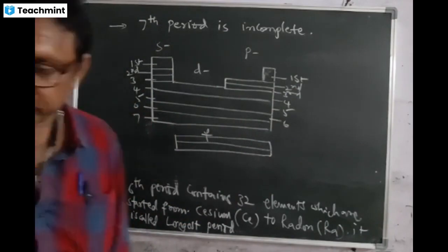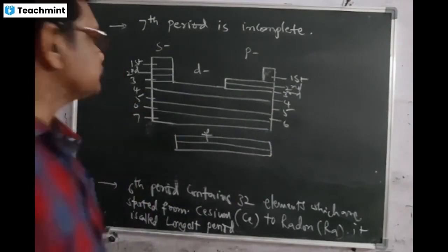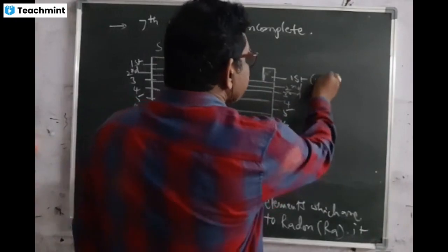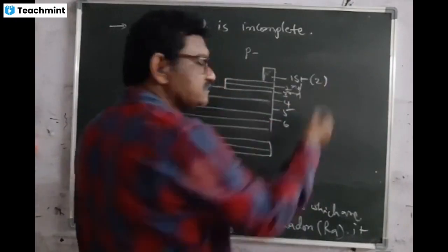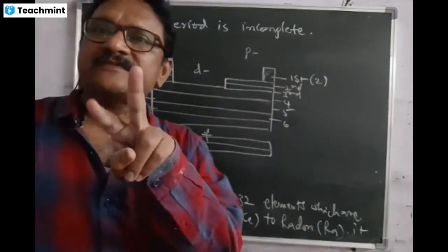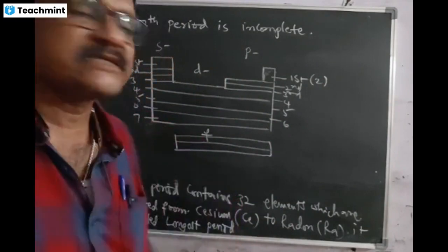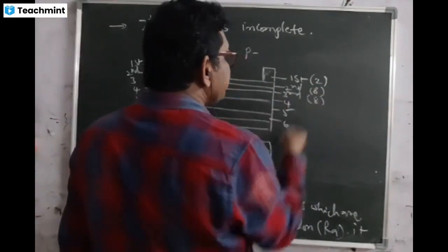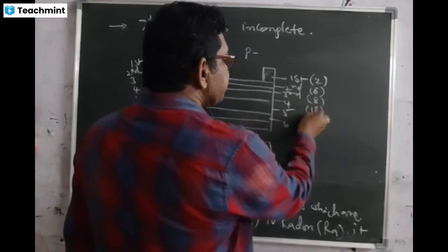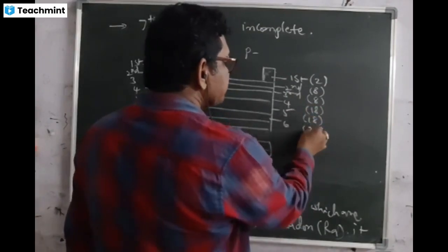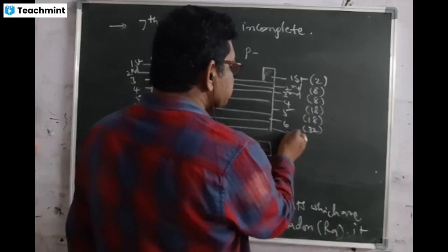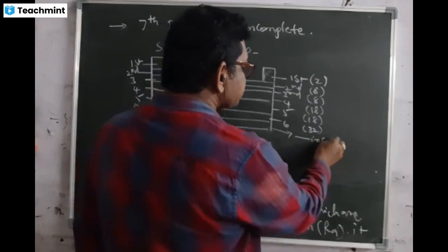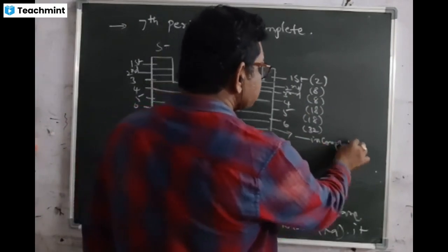Here you try to remember the important thing. In first period, how many elements do we have? Only two elements. In second period, how many? 8 elements. Third period, how many elements? 8. Then next 18 elements, 18 elements, 32 elements. The last, seventh period, is incomplete. You don't bother about this.